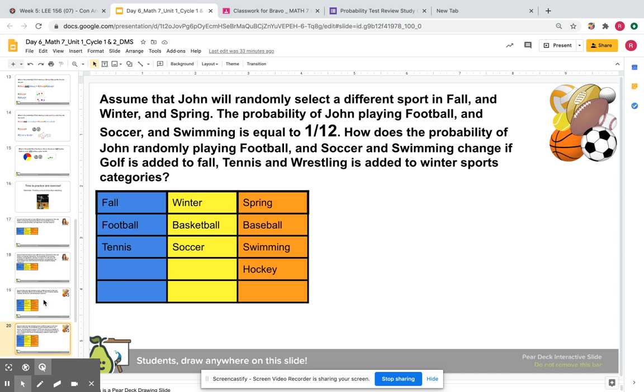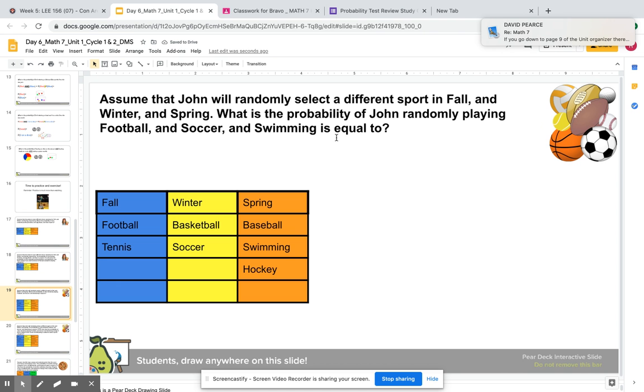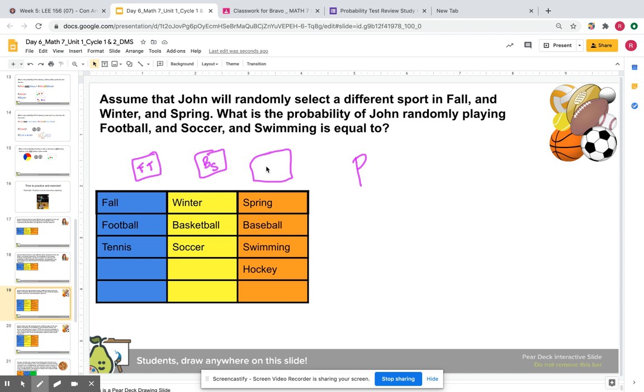Okay, so in class, I walked you through the proof that you can find the probability of multiple events. Let me go ahead and do this one. Assume Johnny will randomly select a different sport in fall. So you have a box for fall that contains football and tennis. In winter, you have a different little box with basketball and soccer. Then in spring, you have a different box for baseball, swimming, that's with W, and H for hockey. And you're randomly picking sports in each of these little boxes.